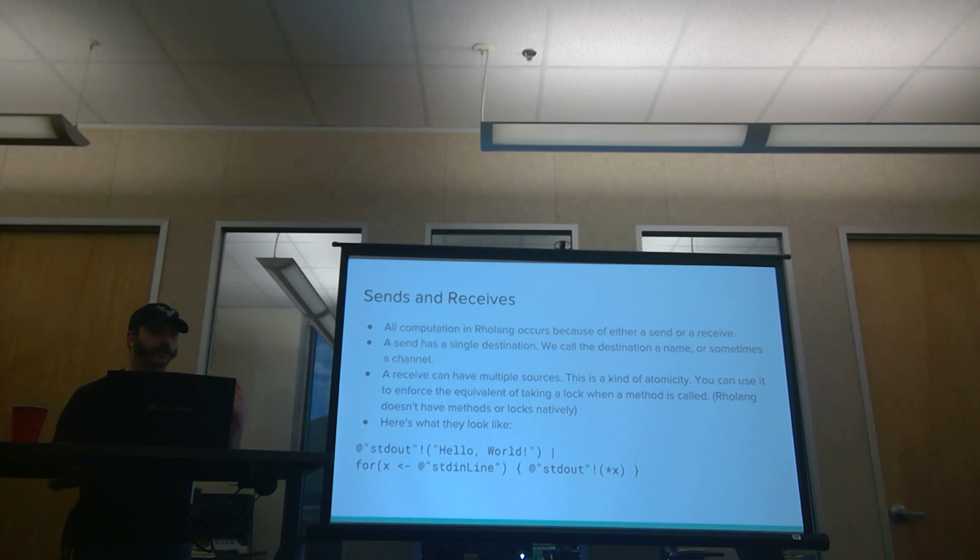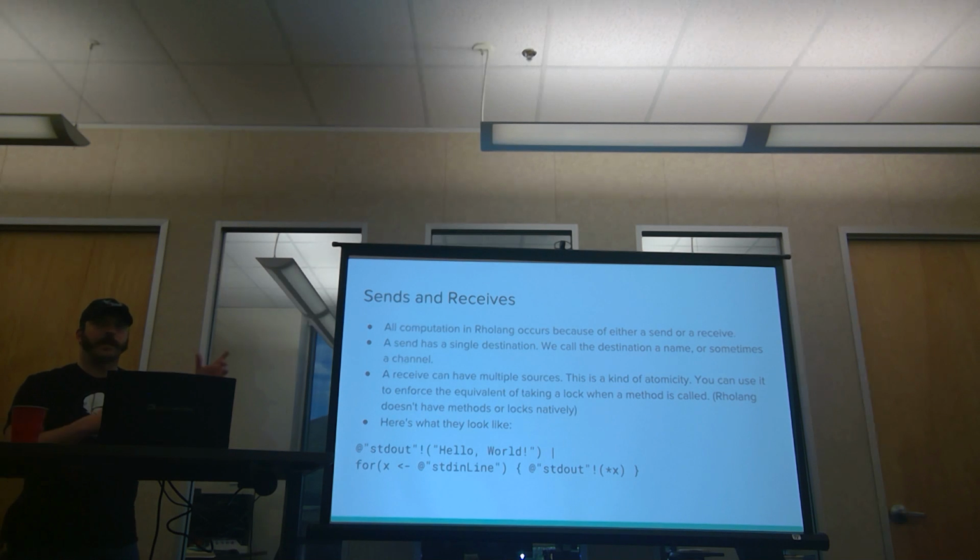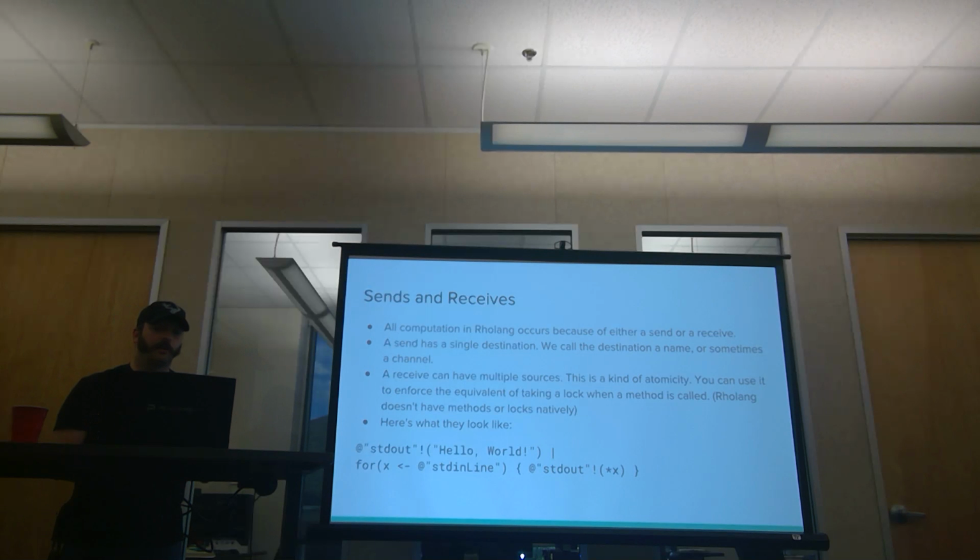So in order to get anything done in RHOLANG, all computation really happens because of either a send or a receive. Sends go to a single destination. We call the destination of a send a name. You can think of it like the name on an envelope, or the name gives you an address where you can meet with people that are expecting the data you're sending. You can actually use names as a key-value store, and maybe I can show you that.